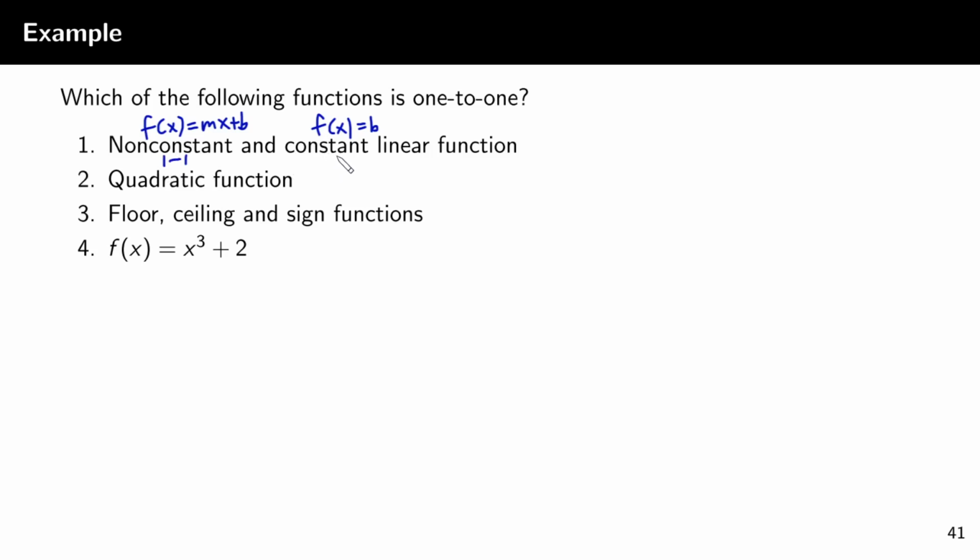Ngayon, kung constant naman yung linear function natin, ano nga ba ang graph ng isang constant function? F of x equals b. Well, this is just the line, the horizontal line, y equals b. And that line itself will not pass the horizontal line test. Because if you do a horizontal line, and it coincides with the function, with the graph itself, it will intersect at every point on that line. So this is not 1 to 1.